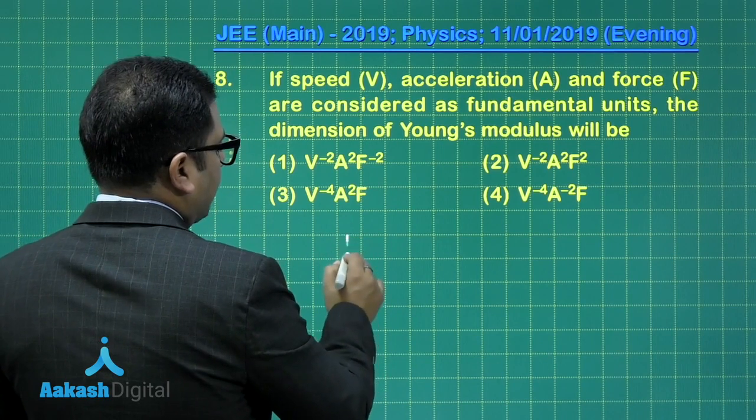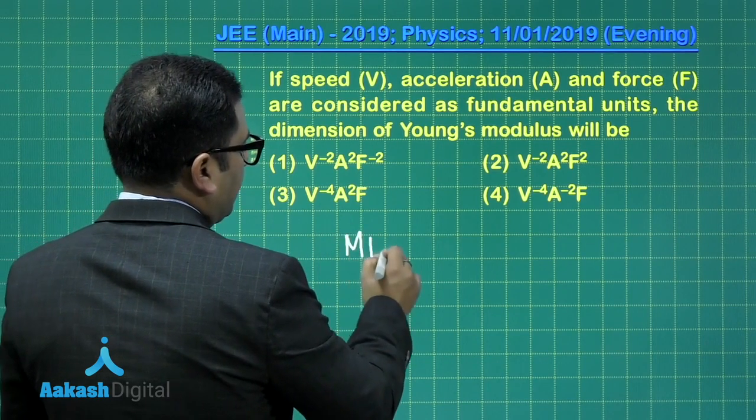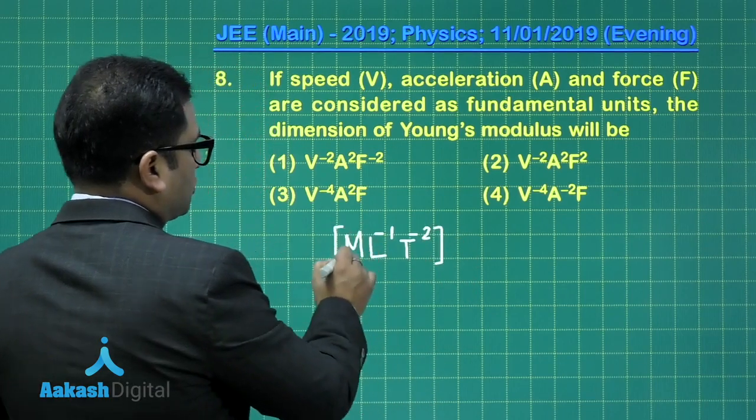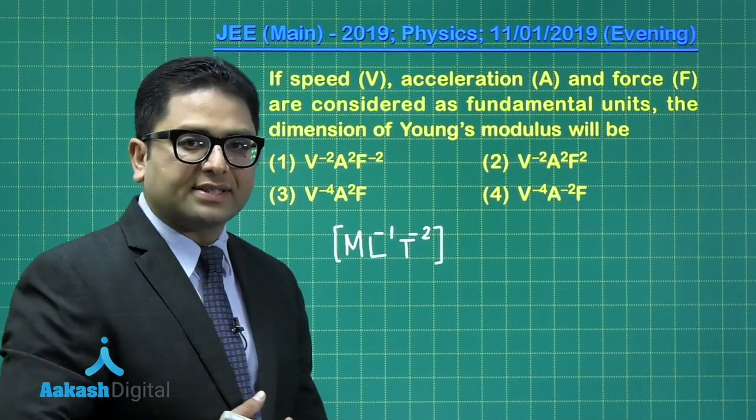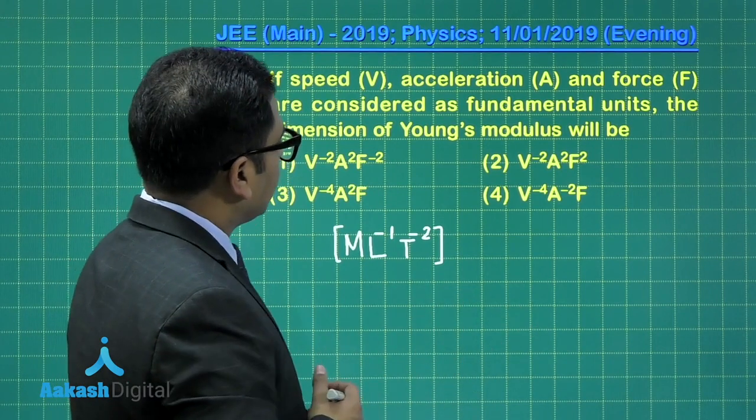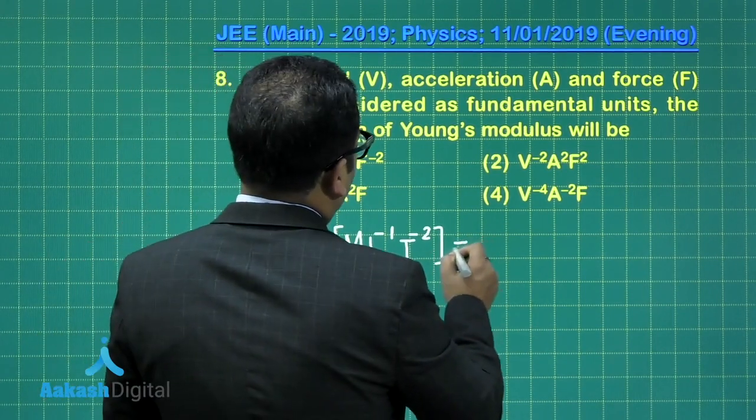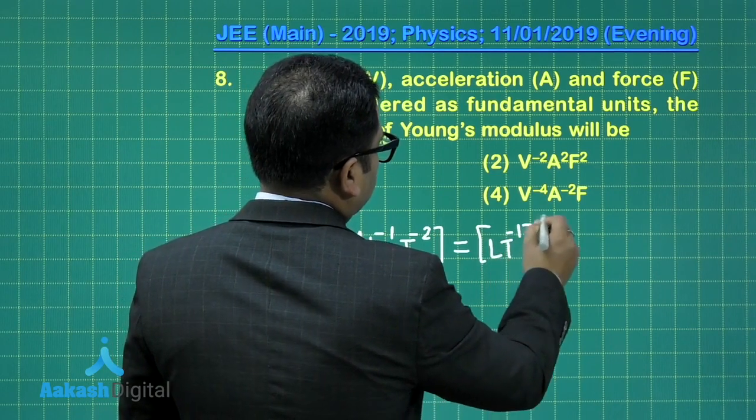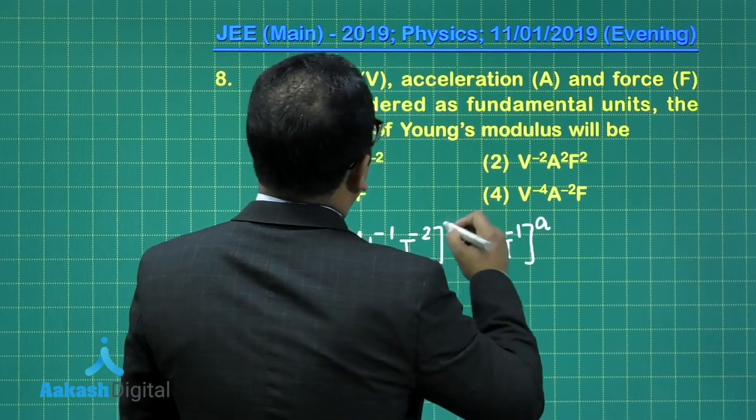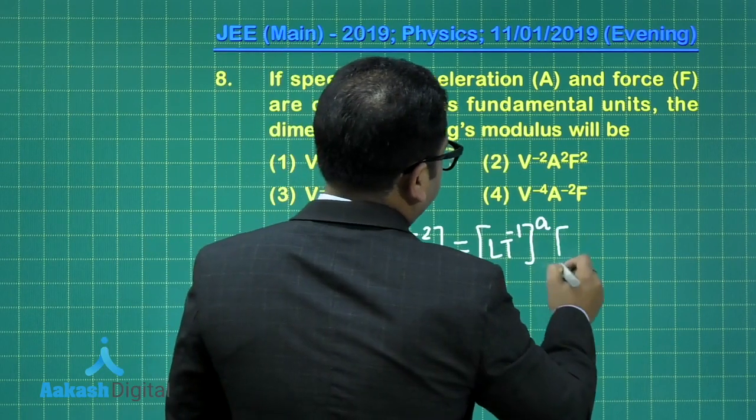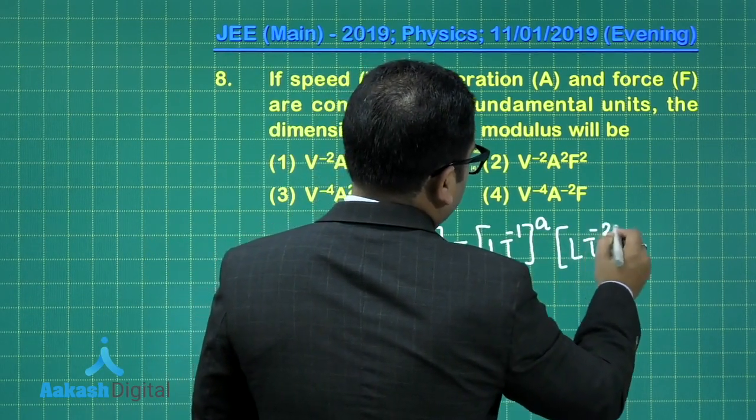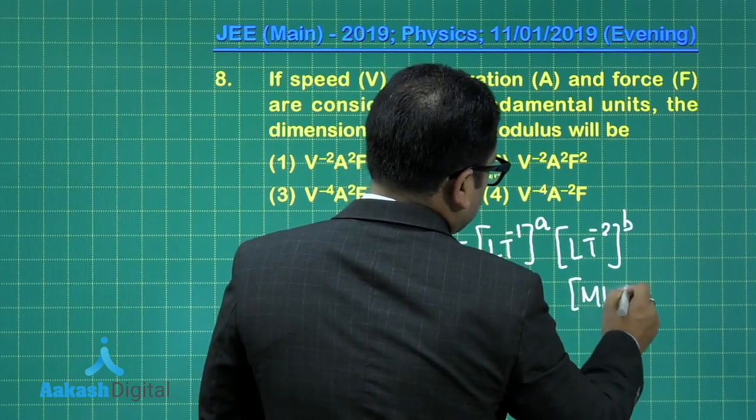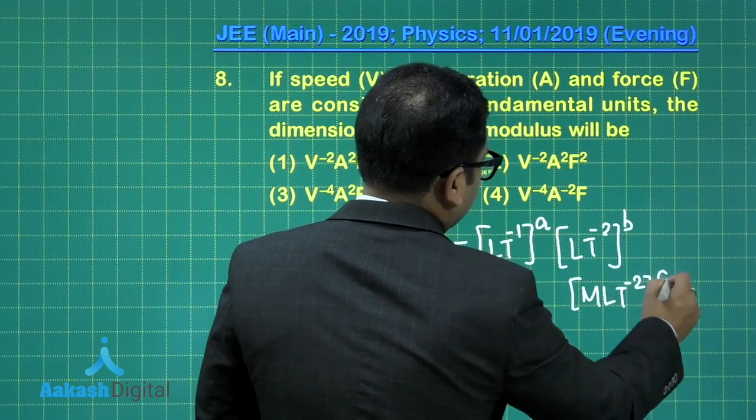So here the dimension of Young's modulus would be M L minus 1 T minus 2, because ultimately it's going to be the dimension of stress, and that's force per unit area, right? And this will now be equal to V, which is L T minus 1 raised to the power A. Acceleration, you could see that's L T minus 2 raised to the power B, and force, that's M L T minus 2 raised to the power C. That's all.